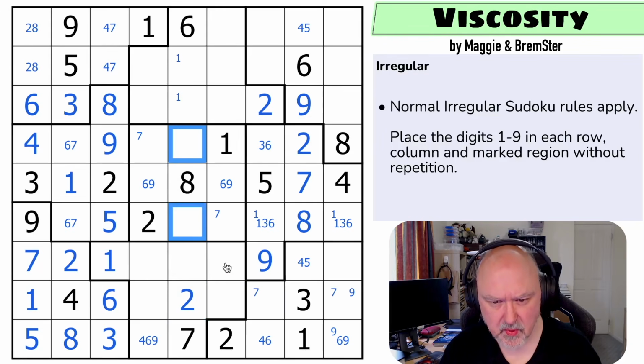What are these? They're not 1, 2. They could be 3, 4, 5. They can't be 6, 7, 8, or 9. So these are only from 3, 4, 5. Now this one can't be a 5, and that one can't be a 4.